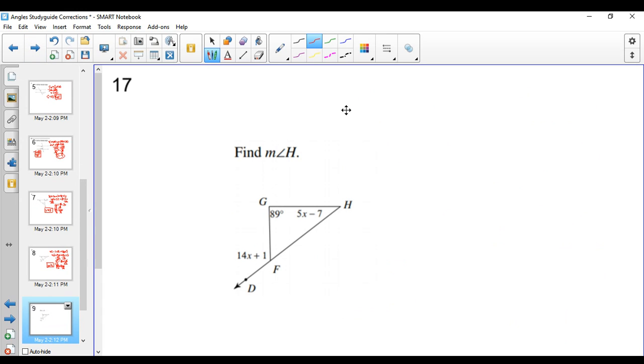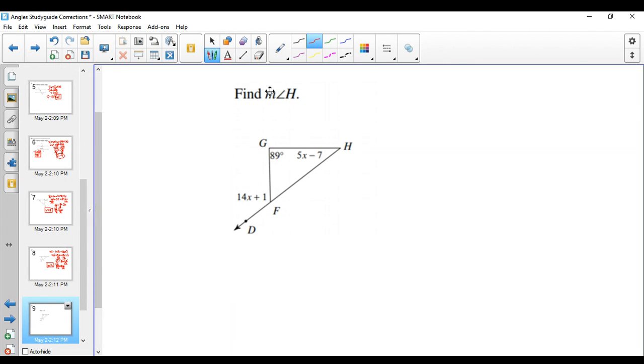Okay, next, number 17. Still similar to the previous two that we did, but for this one, they did actually ask us to find the measure of angle H, but in order to do that, we still need to first solve for x. So let's take care of that first. So I'm going to add the two interior angles, 89 plus 5x minus 7, and then that should be equal to this exterior angle, which is 14x plus 1.